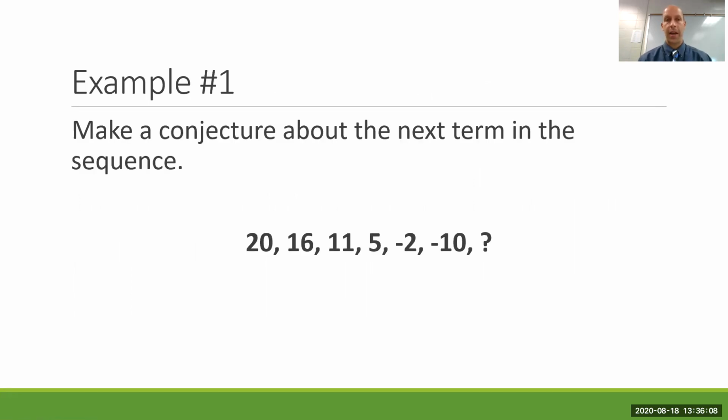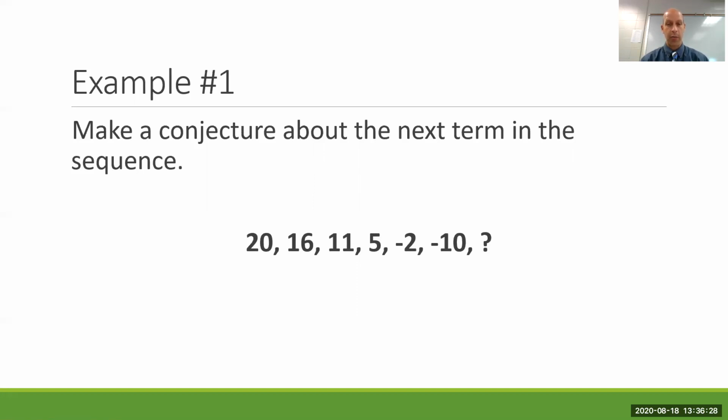So let's look at some examples. Let's make a conjecture about the next term in this sequence. I've got some numbers here: 20, 16, 11, 5, -2, and -10. I'm trying to guess what the next number is, but I want to make a conjecture, an educated guess. I'm going to try to use some inductive reasoning.